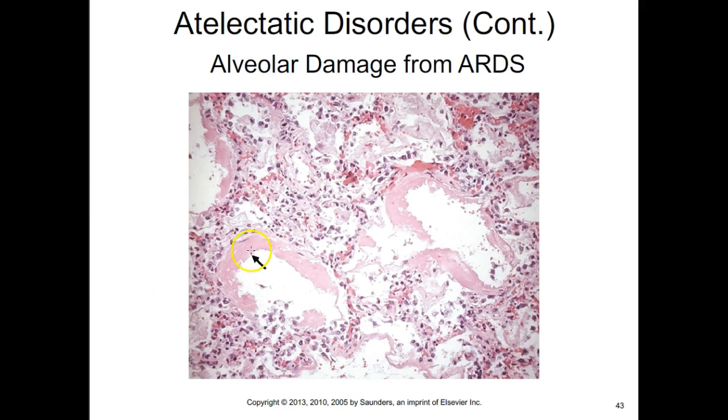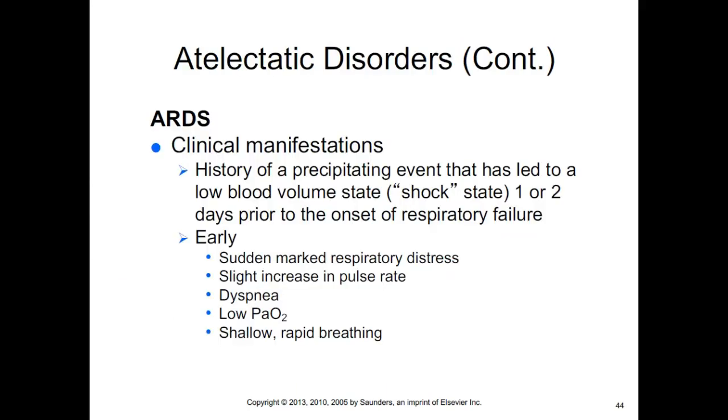So you might see here the thickening, as you can see here, alveolar damage. So that thick wall, remember the alveolus is supposed to be simple squamous, so there's no need for this thickening of the wall. That is definitely irregular. Right, so the history of a precipitating event that leads to a low blood volume state or a shock state 1 to 2 days prior, which again could be sepsis.